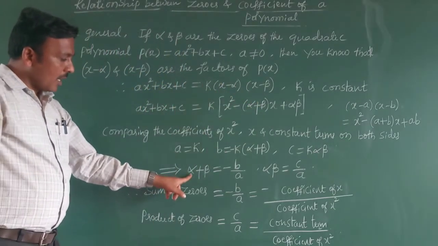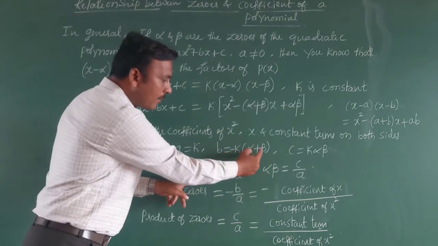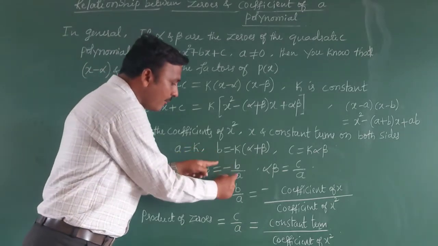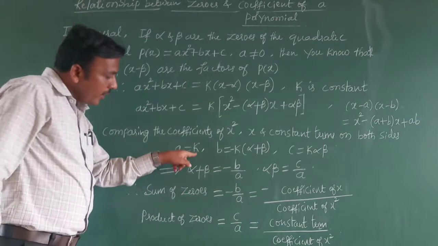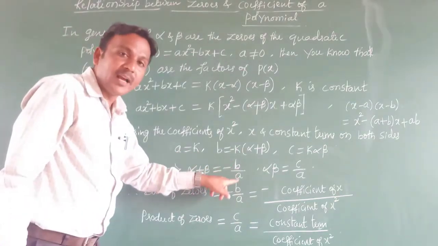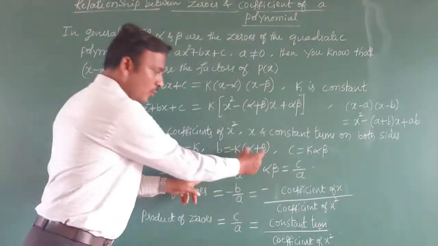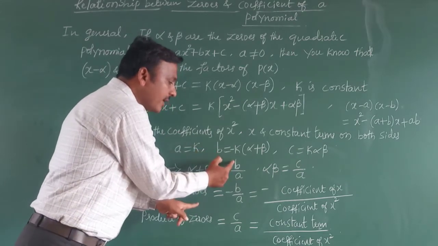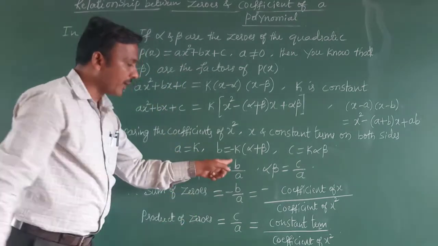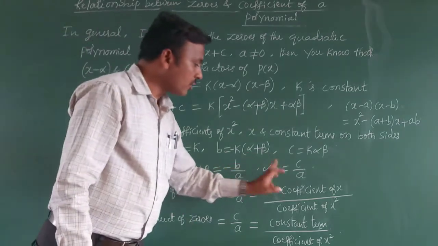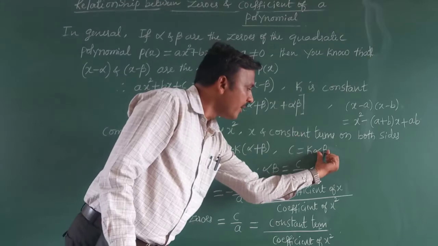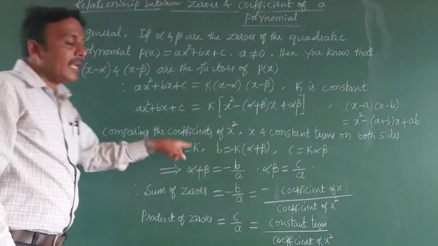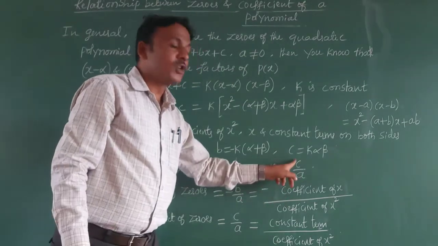It implies that alpha + beta equals, transposing k to the other side, −b/k, but k is equal to a. So we can write alpha + beta = −b/a. Next, the product of zeros, alpha·beta. Transposing k gives c/k, and again k is a, so alpha·beta = c/a.